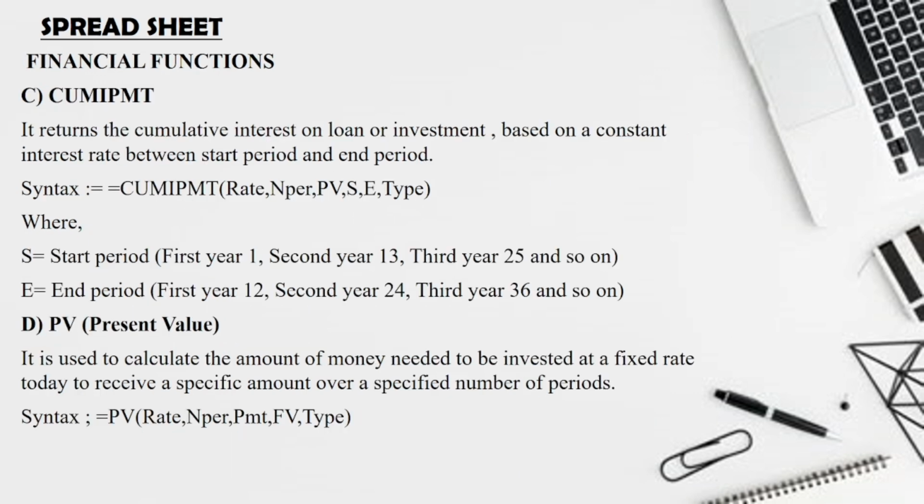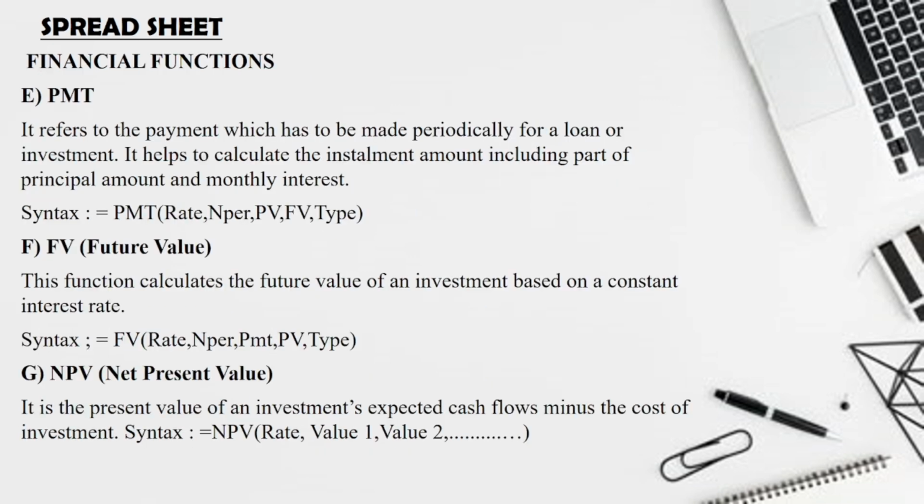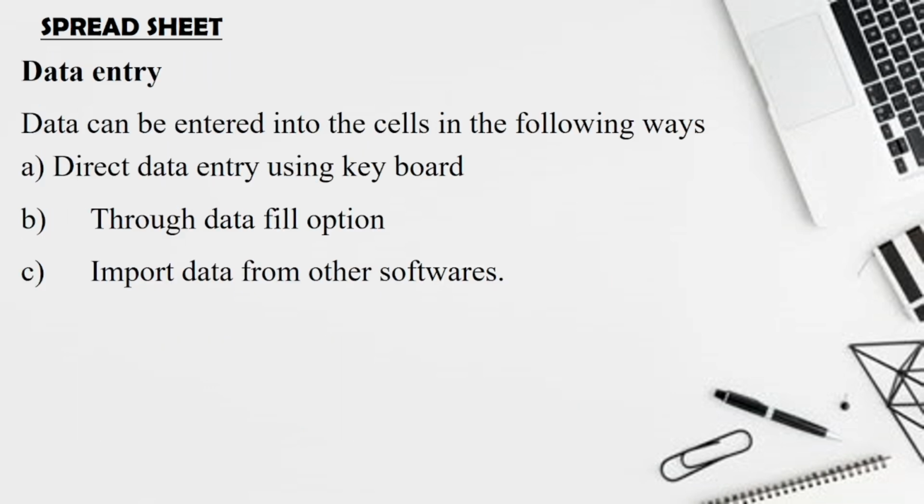CUMIPMT is used to calculate the cumulative interest on a loan or investment. PMT is used to calculate the payment which has to be made periodically for a loan or investment. Future value, the function helps to calculate the future value of an investment based on a constant interest rate. So all those things you please remember. Net present value is also used to find out the expected cash flow minus the cost of investment.